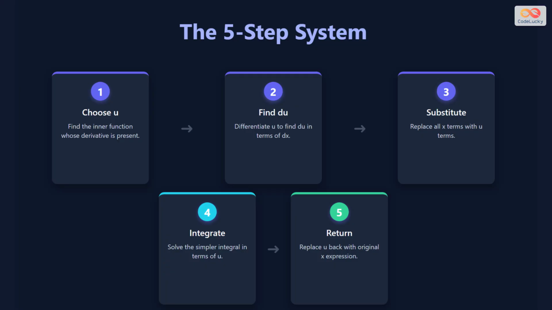To keep things organized, we will follow a 5-step system. First, we choose our u. Second, we differentiate u to find du. Third, we substitute these into the integral. Fourth, we perform the integration on the simpler function. And fifth, we return to our original variable, x. Let's break these down.